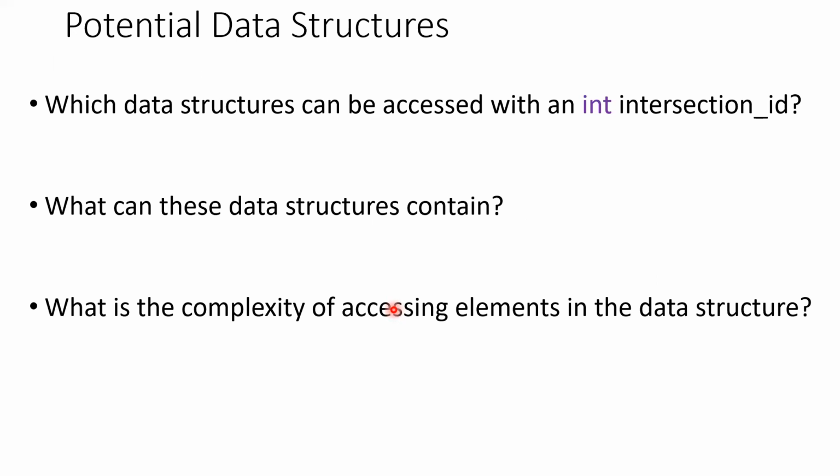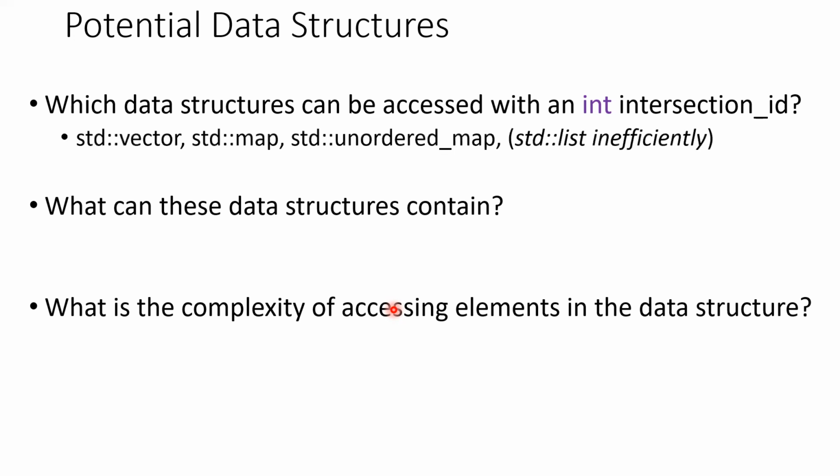And if we think about it, which data structure can be accessed with an integer intersection ID? Vector, map, unordered map, and list, though list inefficiently because it's O(n) time. What can these data structures contain? Anything, because they're templated.